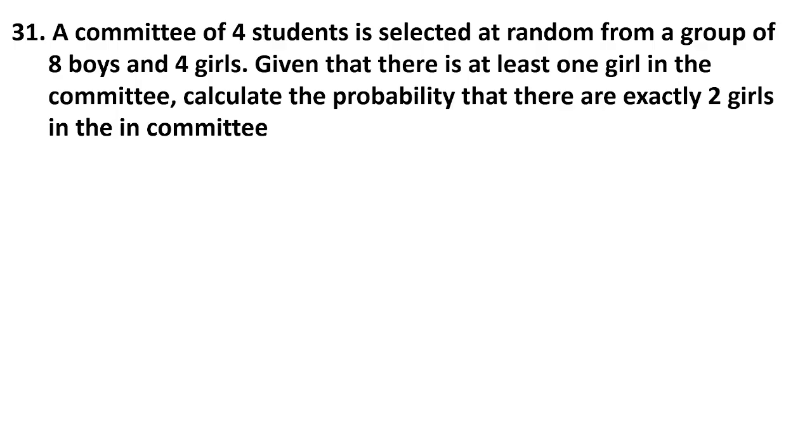Now I move on to question number 31. A committee of 4 students is selected at random from a group of 8 boys and 4 girls. There is at least one girl in the committee. Calculate the probability that there are exactly 2 girls in the committee.